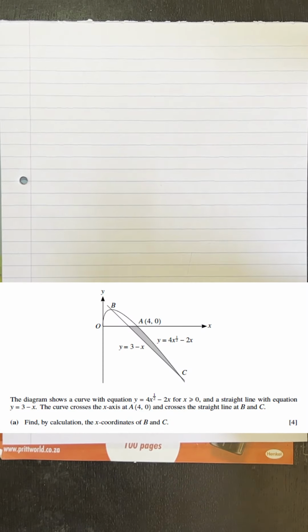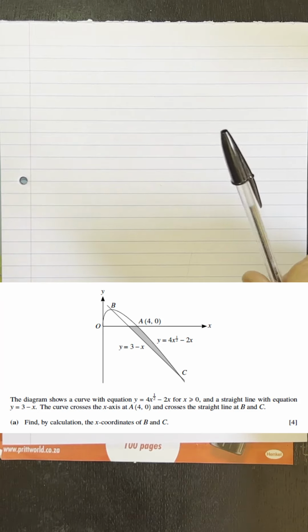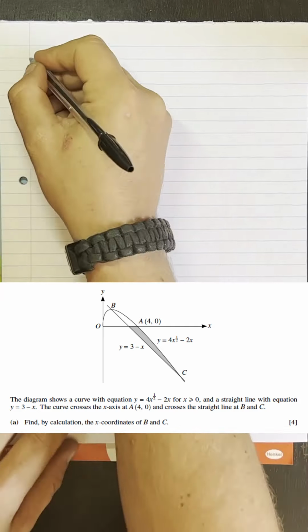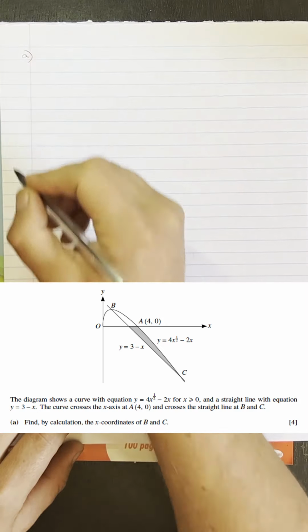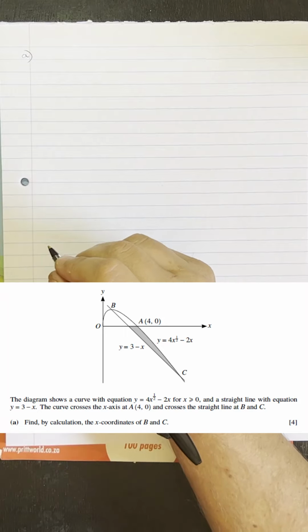So it says the diagram shows a curve with equation y is equal to 4x to the half minus 2x, x is greater or equal to 0, and a straight line with equation y is equal to 3 minus x. The curve crosses the x-axis at A, (4, 0), and crosses the straight line at B and C. Question A. Find, by calculation, the x-coordinates of B and C.